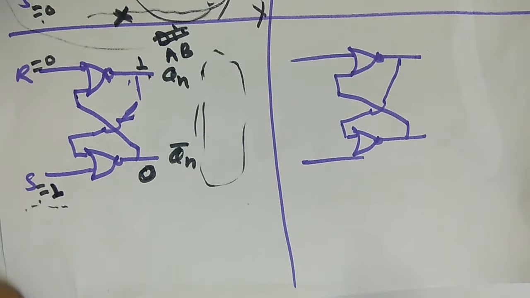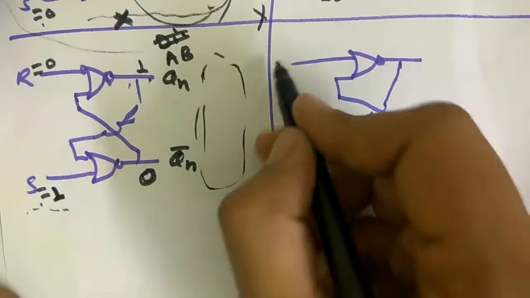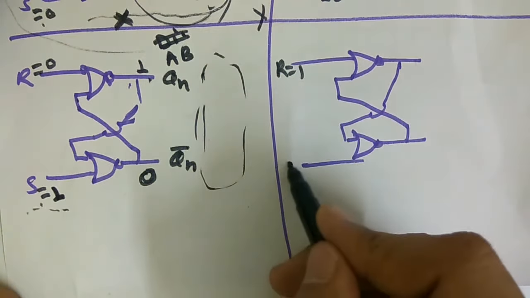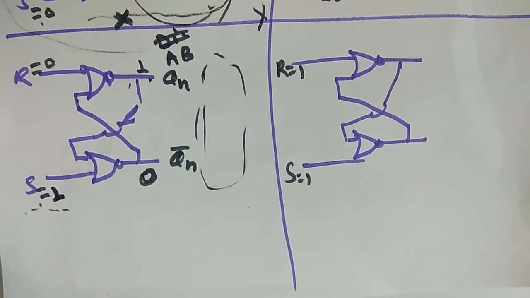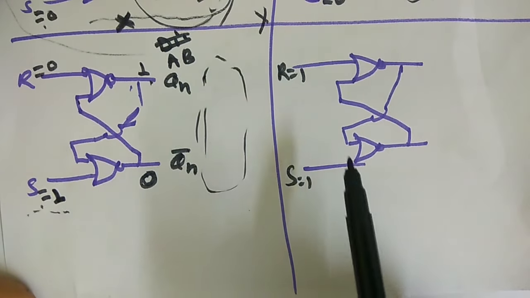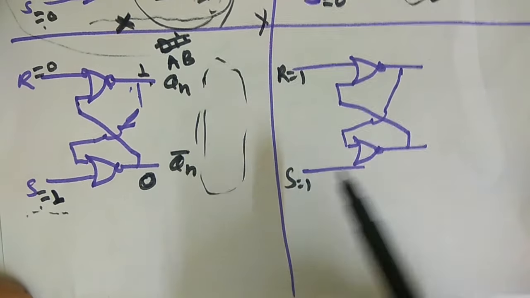And then next we will consider R equal to 1 and S equal to 1. What happened? See, we know that both are disabled.